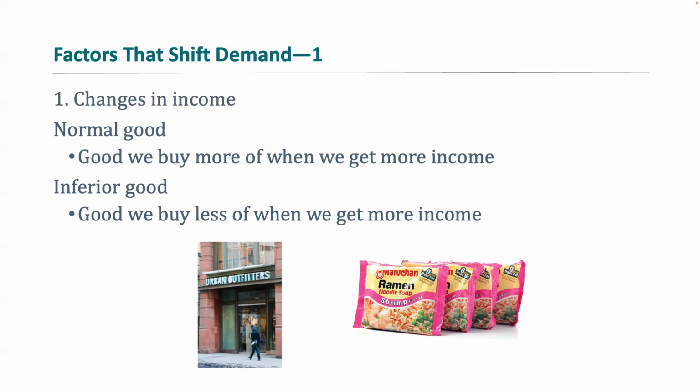Now, something important to keep in mind, maybe shrimp ramen is your favorite food in the whole world. Just because something is considered normal or inferior to one person, that's not necessarily the case for somebody else. And it's really going to depend on that person's taste or preference. Something important, I will always indicate if a good in question is inferior. Otherwise, you should just assume it's a normal good.